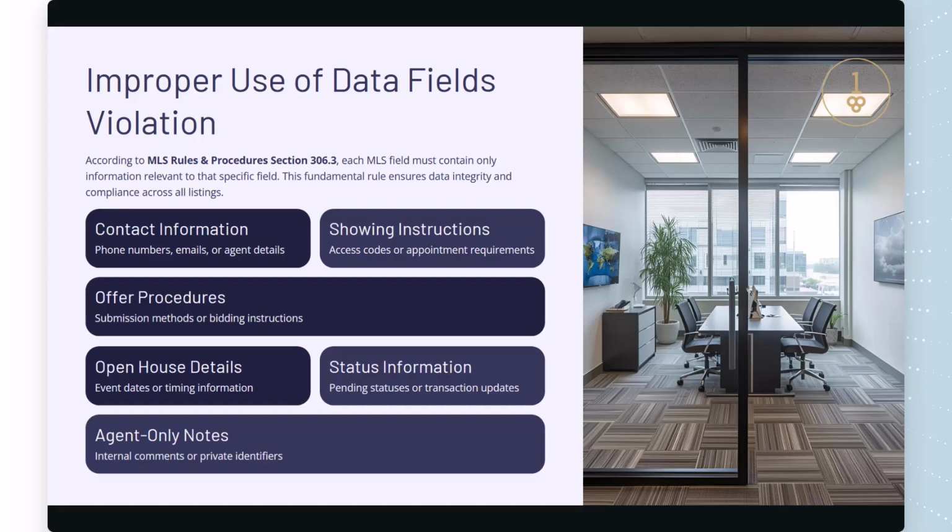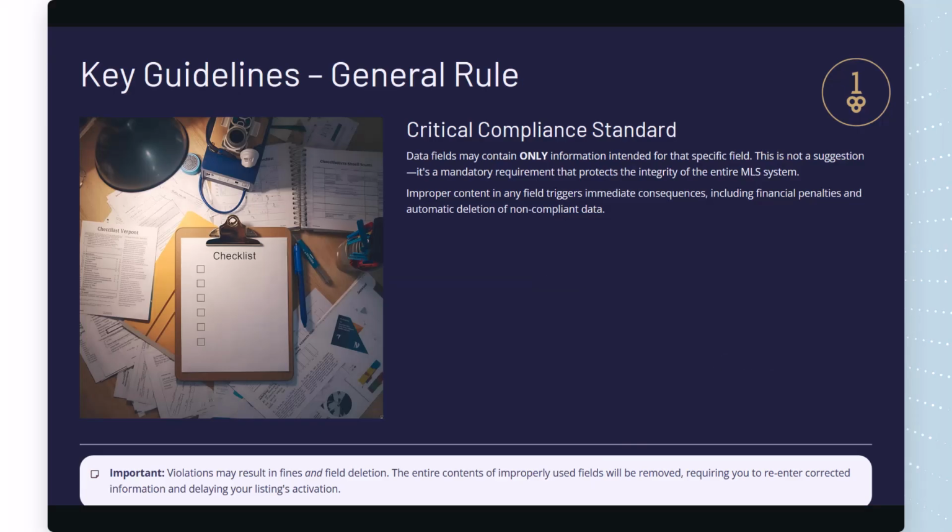So this rule is essential for maintaining accuracy, consistency, really compliance across all of the listings. It's meant to maintain that data integrity. So what we'll do is we'll review what cannot be entered in various fields, why it matters, and if we get to the point where we need to correct anything, we'll just talk quickly about how we can correct those fields as well. So MLS Rule 306.3 is pretty clear.